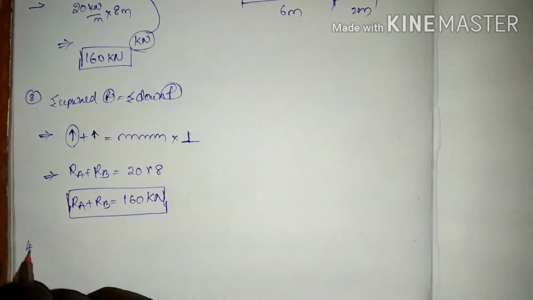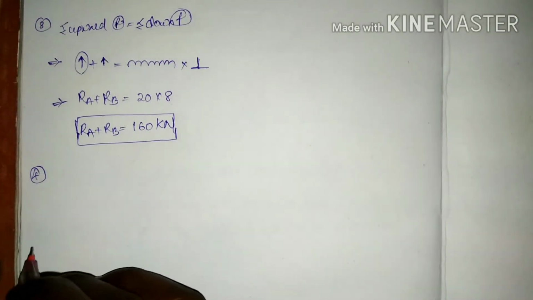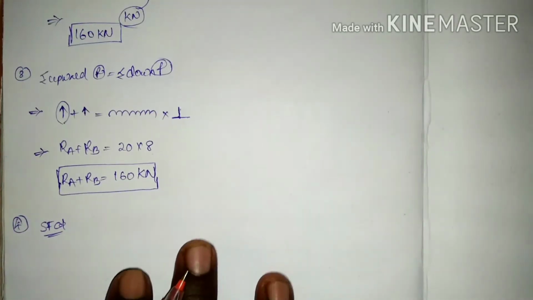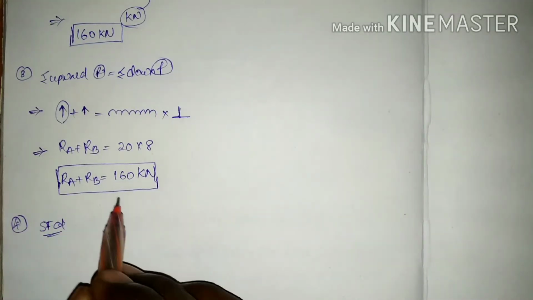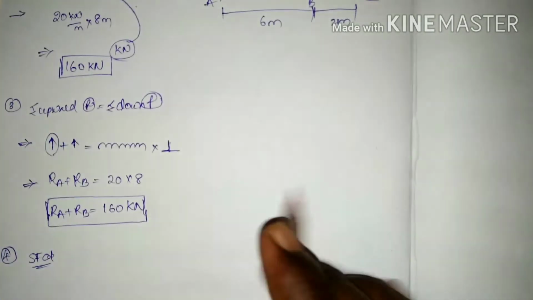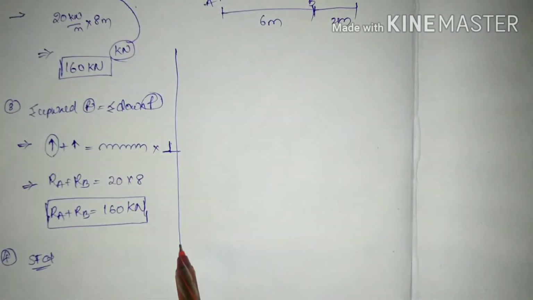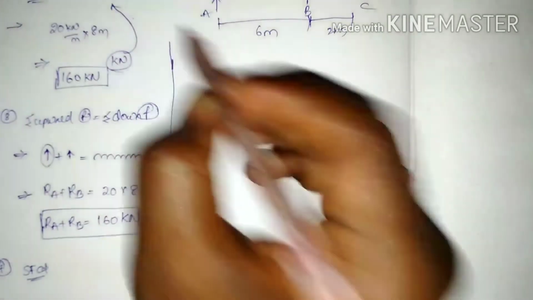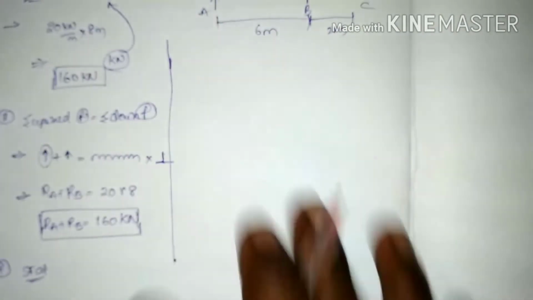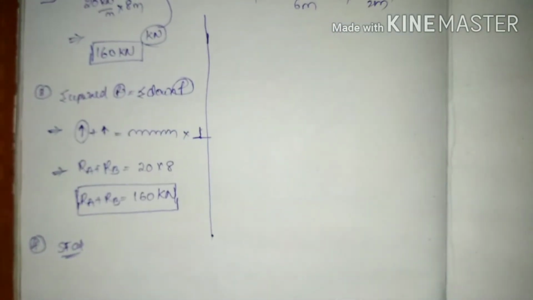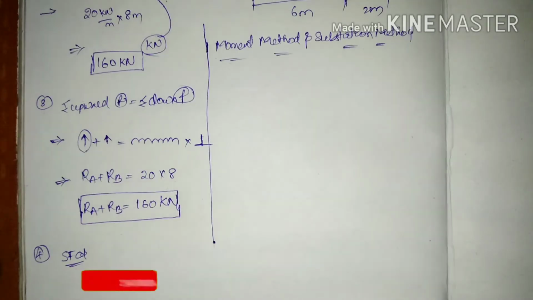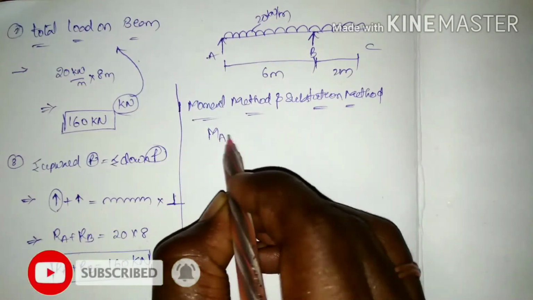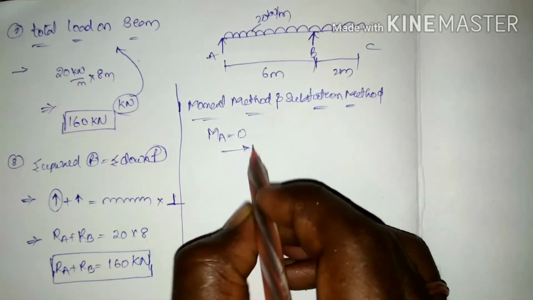Next, number 4 is our shear force calculations. We know that RA plus RB is equal to 160. We don't know the individual reactions RA and RB, so we are going to use the moment method and substitution method to find them. In this method, if I take moments about A equal to 0, then I can find the reaction RB.